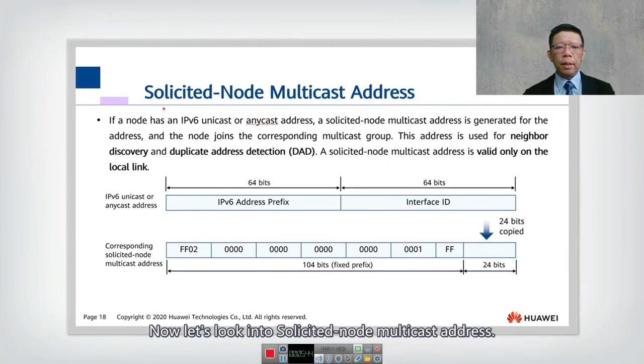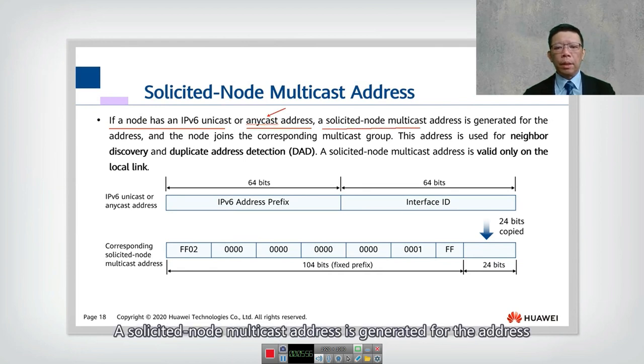Now let's look into solicited node multicast address. If a node has an IPv6 unicast or anycast address, anycast refers to one to the nearest. I will explain that later on. A solicited node multicast address is generated for the address. So you can see I have two addresses. One is unicast or anycast. And at the same interface, I also can have another address called solicited node multicast.